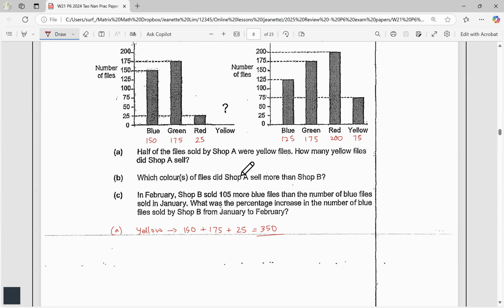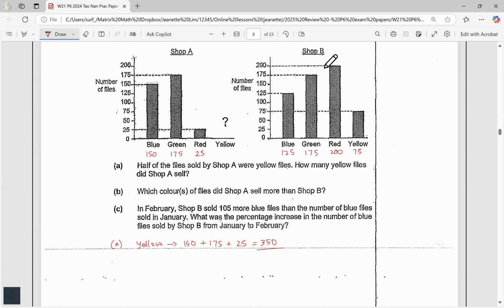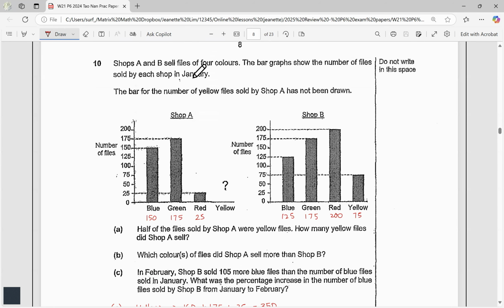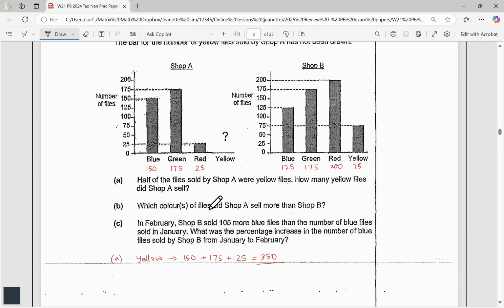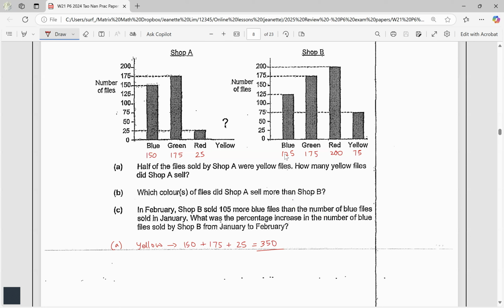For part C, in February, so this is in January. This diagram here shows January. So for part C, in February, B sold 105 more blue files than the number of blue files sold in January. So what's the percentage increase in the number of blue files sold by B from January to February? To find percentage increase, the formula would be increase over original times 100%.